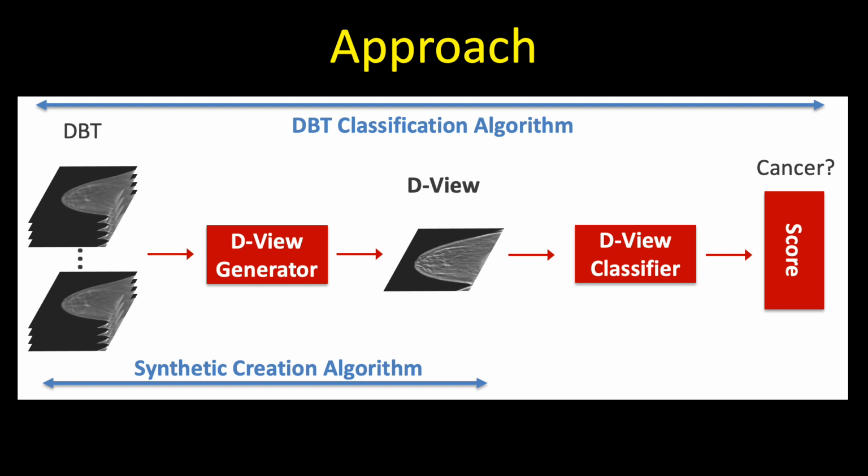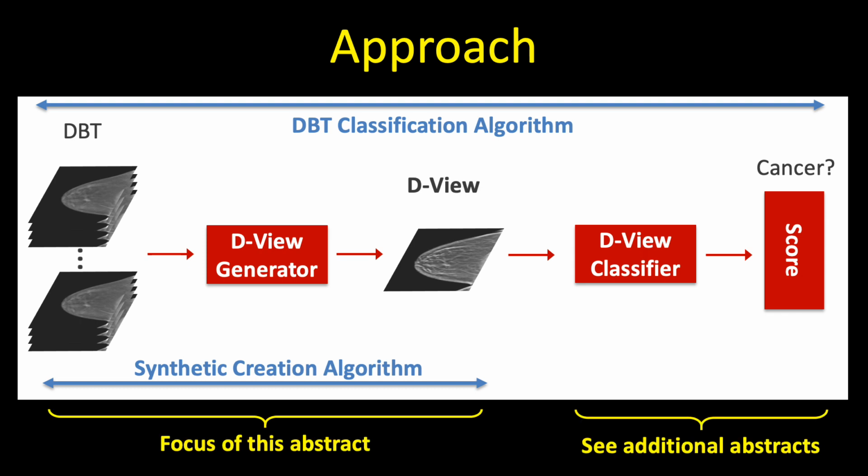We've pursued this approach and have created our own custom synthetics, which we call D-views. So the approach consists of an algorithm that generates the D-views, followed by an algorithm that classifies the D-views for the presence of cancer. In this talk, I will primarily focus on the D-view generating algorithm, but more details regarding the D-view classifying algorithm can be found in our other SBI abstracts, which are cited later. For this classifier, we use the same model architecture that we use for FFDM.